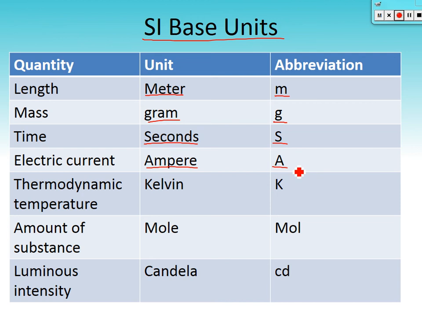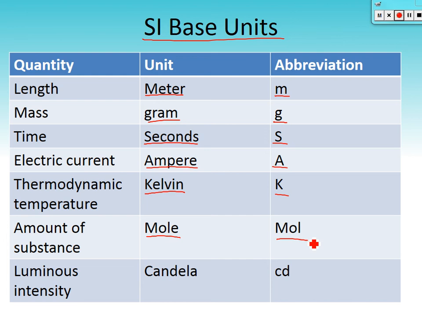Capital A. Temperature is actually in a scale called the Kelvin scale. So we're going to measure temperature in Kelvin, and that's a capital K. The amount of a substance, if you've taken chemistry, we measure the amount of something with what is called a mole. And we abbreviate it with just MOL. Just leave off the E.